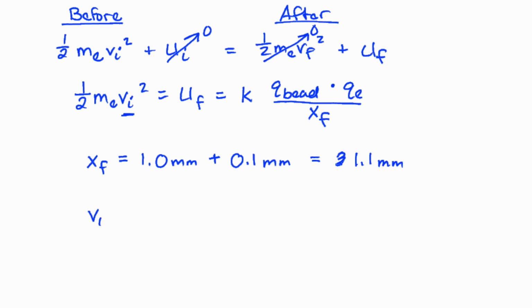Alright, we can go ahead and solve our equation for the initial velocity. That's what we're looking for here. So I'll multiply both sides by 2, divide both sides by the mass of the electron, and then square root the entire quantity.